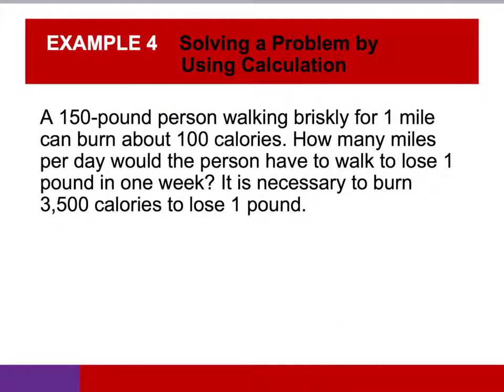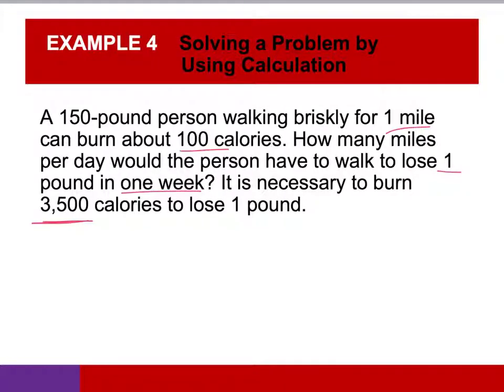Alright, a 150-pound person walking briskly for 1 mile can burn about 100 calories. How many miles per day would a person have to walk to lose 1 pound per week? It is necessary to burn 3,500 calories to lose 1 pound. So go ahead, pause, let's try to figure it out. The important information doesn't really include the 150. But 1 mile is 100 calories, and we're trying to lose 1 pound in 1 week, and it takes 3,500 calories to lose that pound.